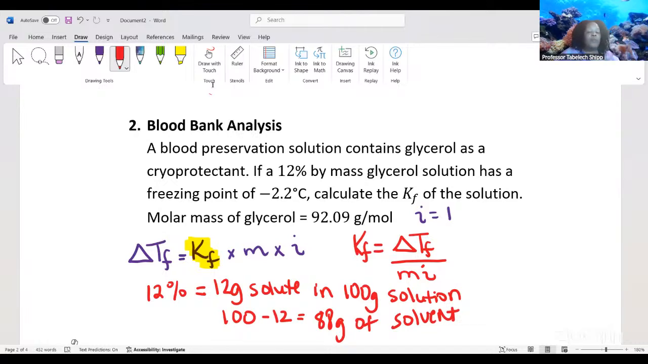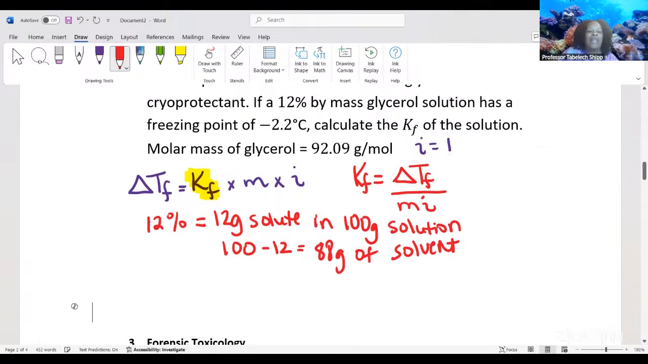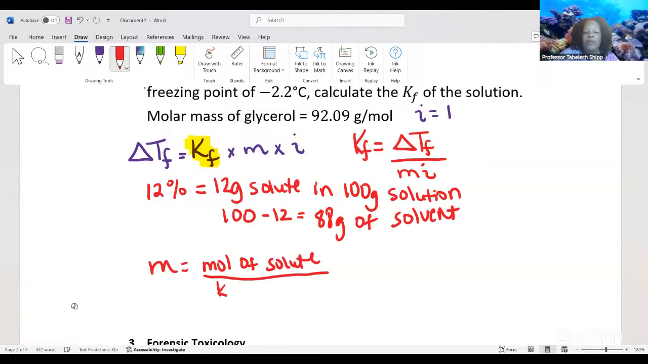Now, I'm putting all this pre-work in because as we go through the part of our problem where we have to find the molality, which is that little m right here, that's equal to, once again, the moles of your solute divided by kilograms of your solvent.